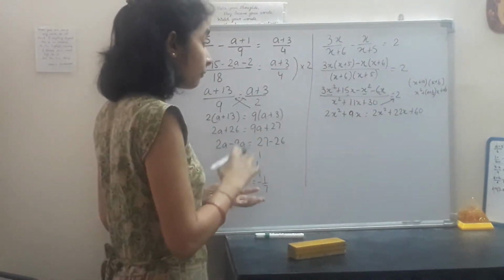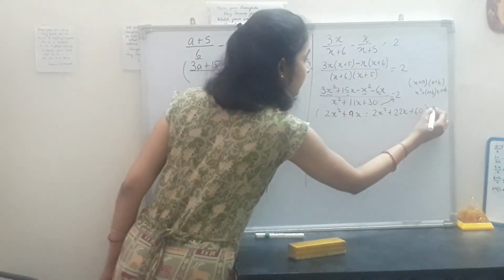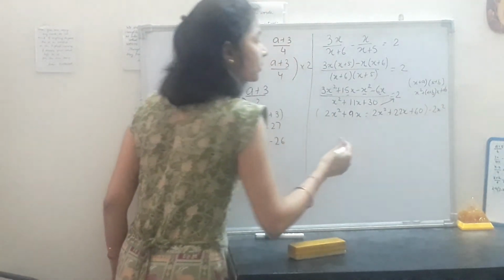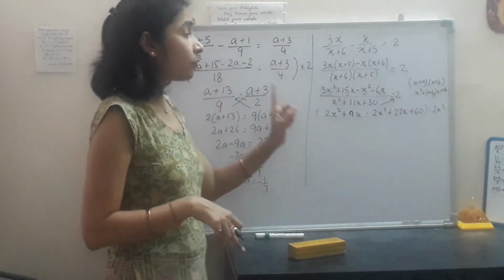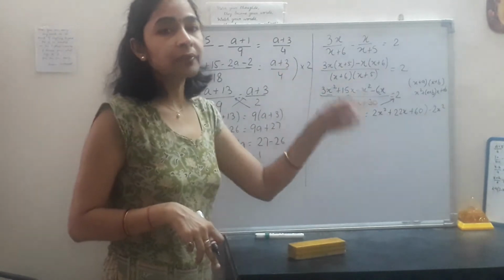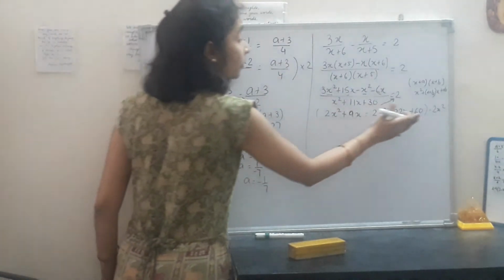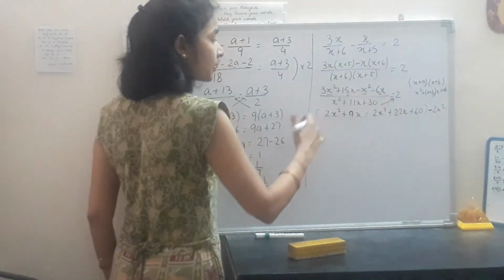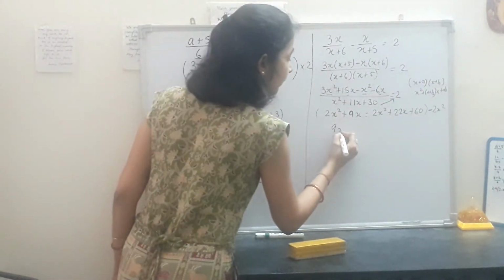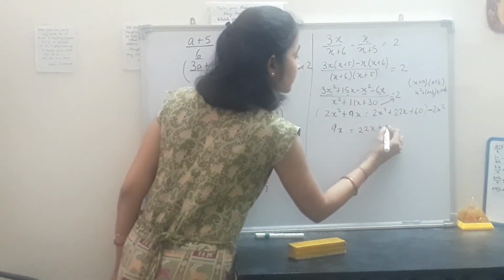Now you see, these both terms are same on both the sides. So we are subtracting 2x square on both the sides, because as I said, to make this equation simpler, the same number we can subtract on both the sides, add on both the sides, multiply or divide on both the sides. So I am subtracting 2x square from both the sides. So what do I get then? 9x is equal to 22x plus 60.